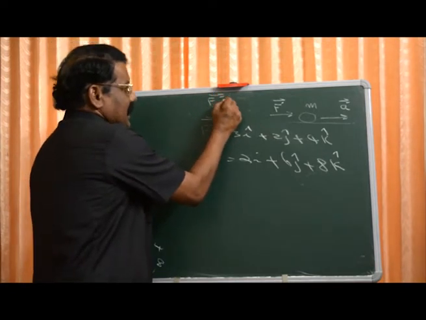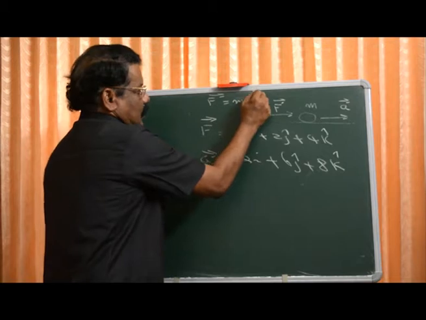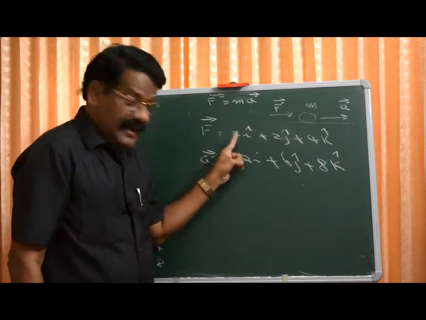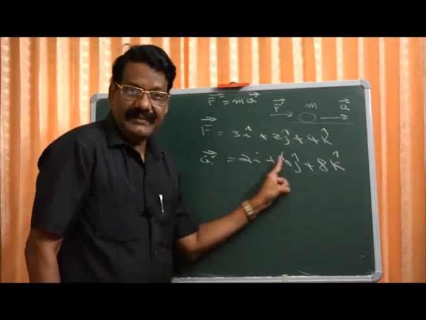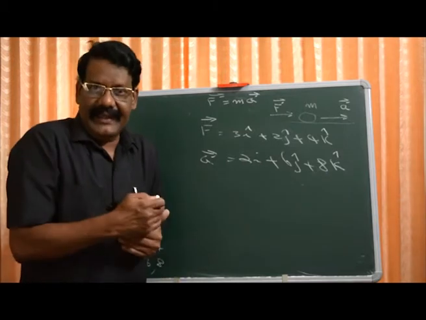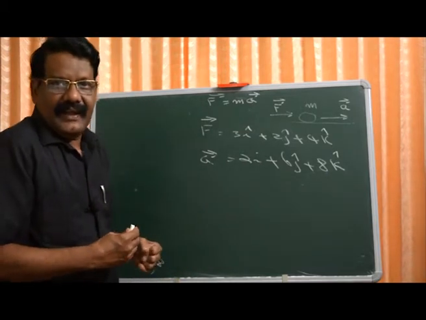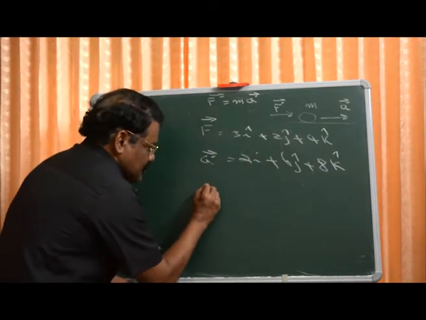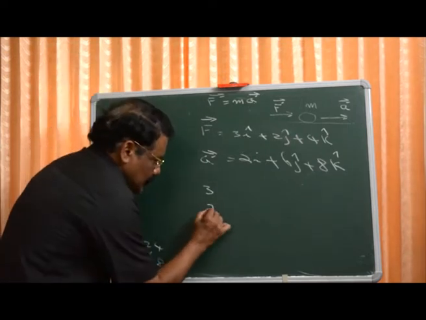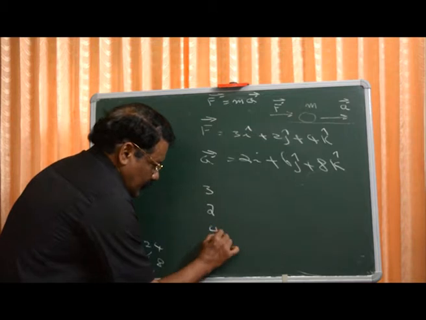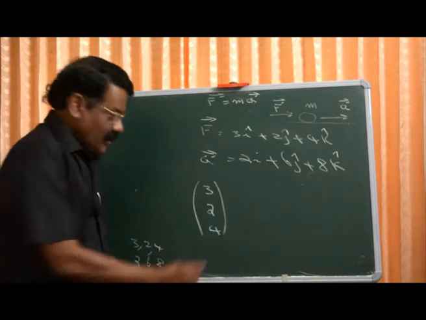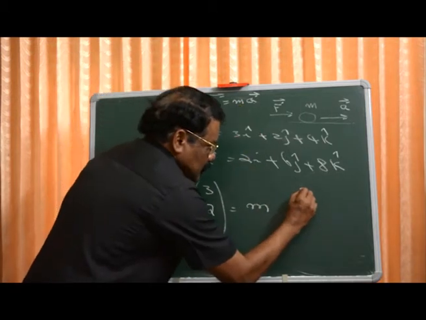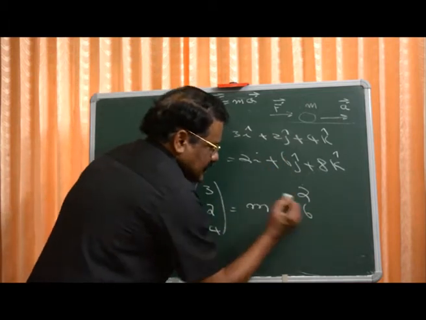F is equal to, remember that here the medium is anisotropic. Now look at this. The direction of F is not the same as the direction of A. Entirely different. So how can we couple A and F? To simplify this, F is equal to ma. I am writing F as the three components, 3 along the i direction, 2 along the j direction, 4 along the k direction, which is equal to some mass M into A. A means 2, next one is 6, 8.